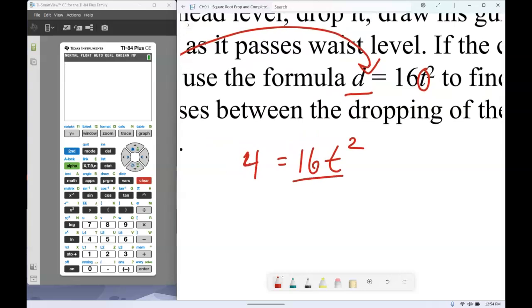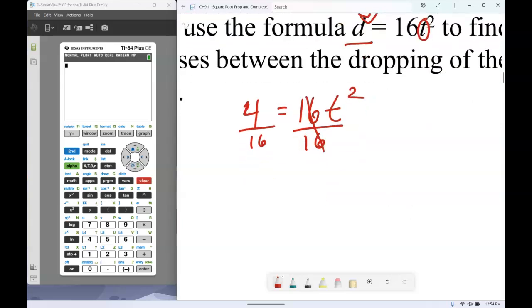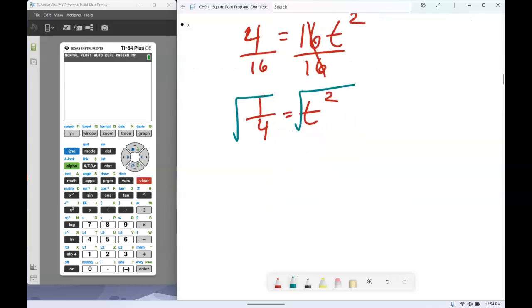Divide by 16 so we can isolate our squared term. What is 4 divided by 16? 1/4. Now that it's isolated, what's next? Square root. Good. So t equals plus minus what? What is the square root of 1? What's the square root of 4? 2.